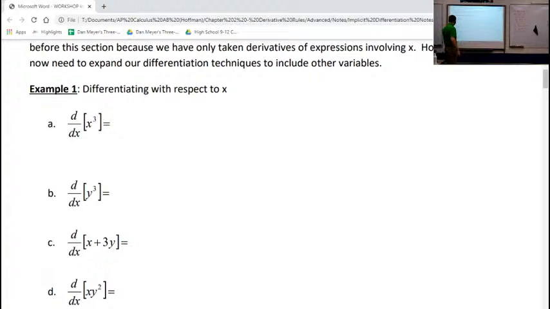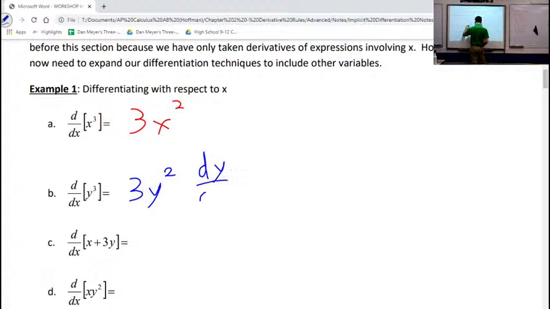So we are going to differentiate these with respect to x. d by dx of x cubed is 3x squared. Since we're taking the derivative with respect to x, that's all we need to do. But on the next example, if we're taking the derivative of y cubed with respect to x, that's when we need to worry about this. We can still take the derivative of y cubed, which would be 3y squared, but then we need to say we're doing it in terms of x. So we need a dy over dx. That's our answer.